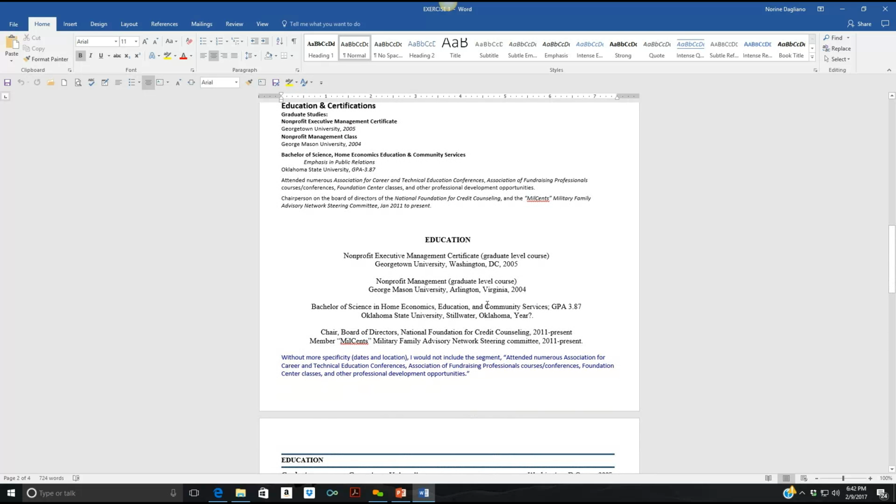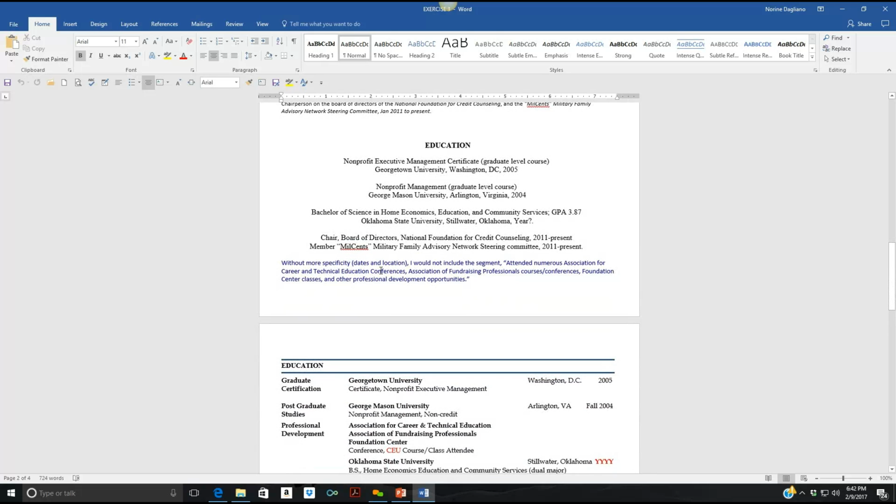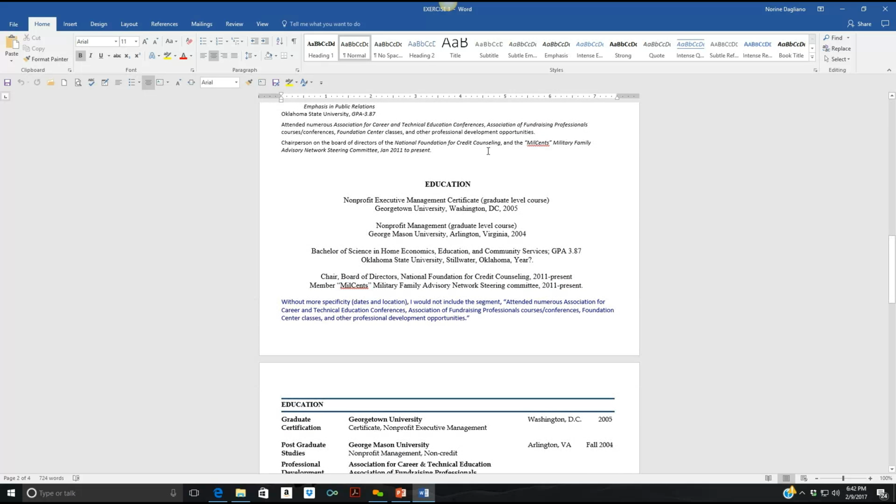This is the nice centering. I think this is pretty self-explanatory. This writer also indicated that without more specifics, I wouldn't include the part about attending numerous conferences. There's a good argument there, as well as going back and including it this way.